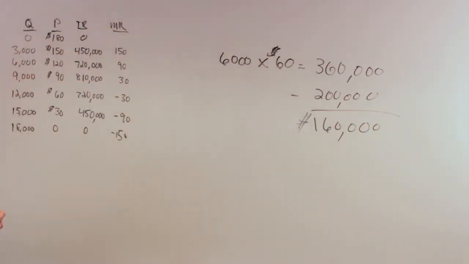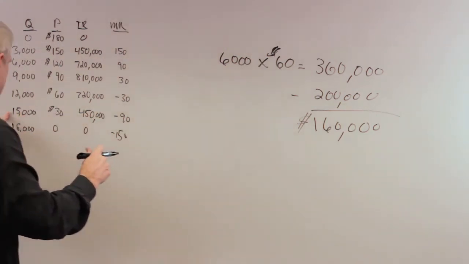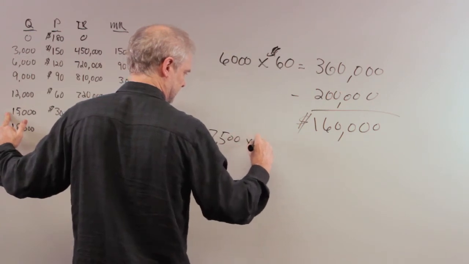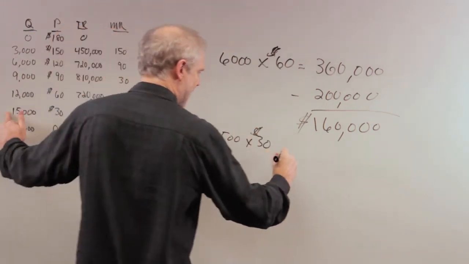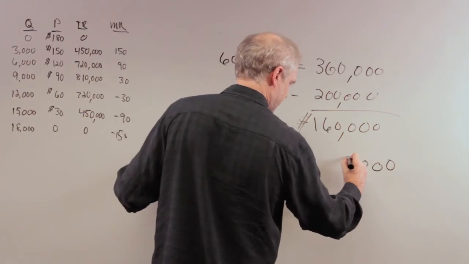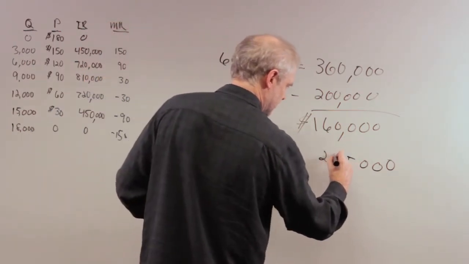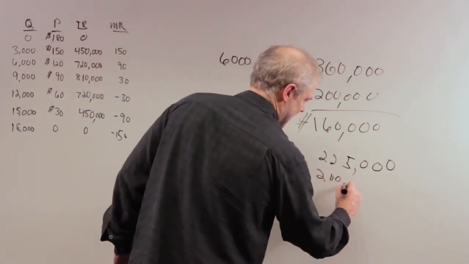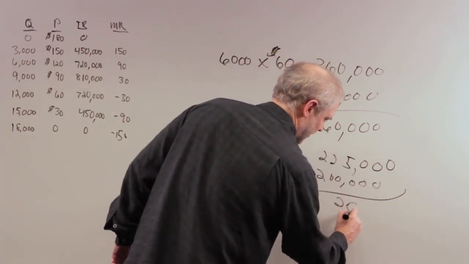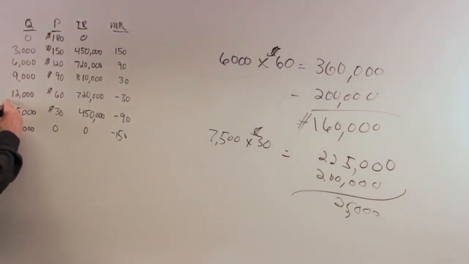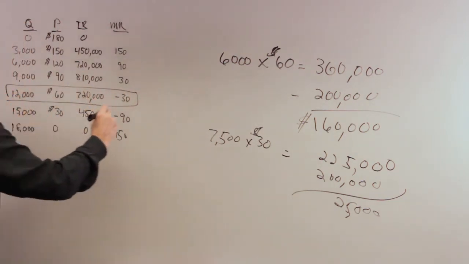Okay? It makes no sense to go further down to here, for example, because if they did, what would happen? Well, the price would go to $30. Each firm would sell 7,500. And that's going to give us revenues for each firm of $225,000, less their $200,000 fixed cost. Their profits are much lower here. They're down to $25,000. So they're not going to pursue a further cut down to here. And we're going to stop here. This is going to be the Nash equilibrium.